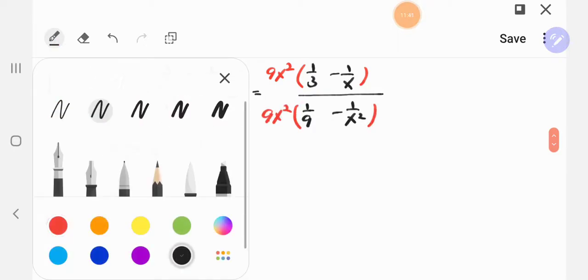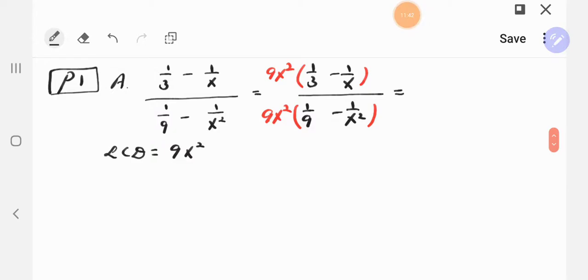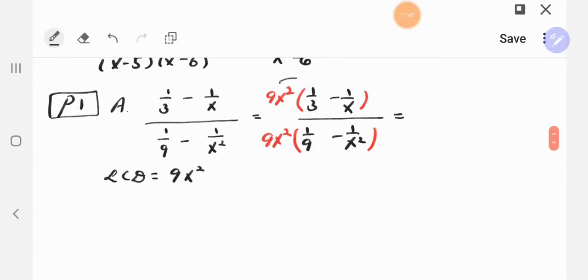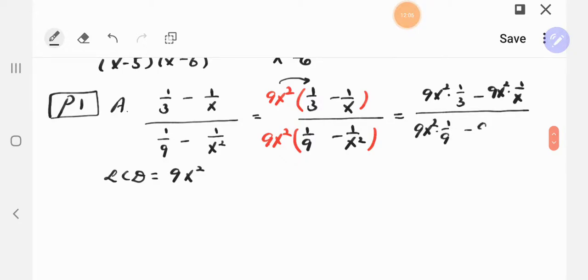So let's simplify this. Distribute, then once you distribute this, what is it? So 9 over 3. Let me write it again. It's better to write it again. 1 over 3 minus 9x squared times 1 over x, over 9x squared times 1 over 9 minus 9x squared times 1 over x squared.